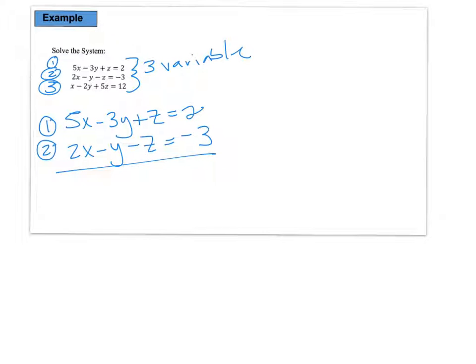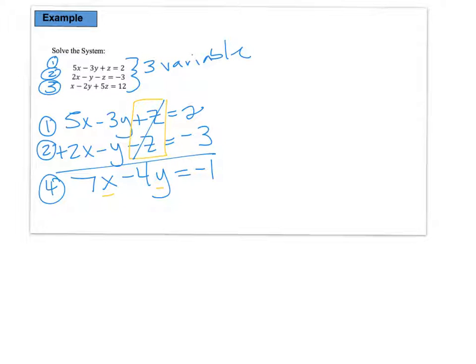I can see here that I can eliminate my z's just by adding these 2 equations together. What I get is 5x plus 2x equals 7x. Negative 3y plus negative y gives me negative 4y. My z's cancel out, and 2 plus negative 3 gives me negative 1. This becomes equation 4, and equation 4 only has 2 variables, x and y. So I'm going to use that later.